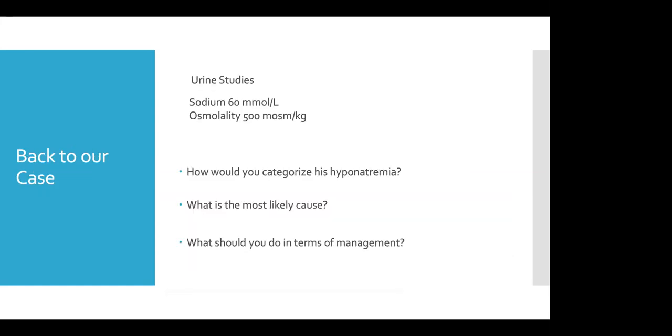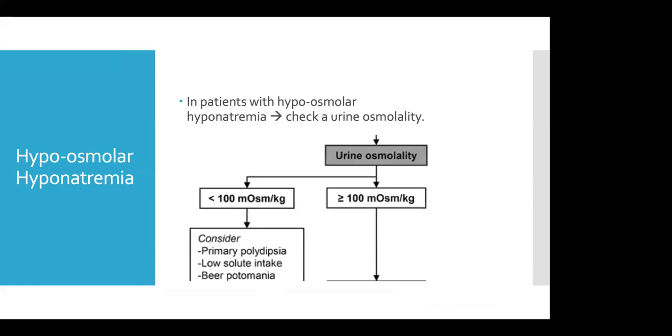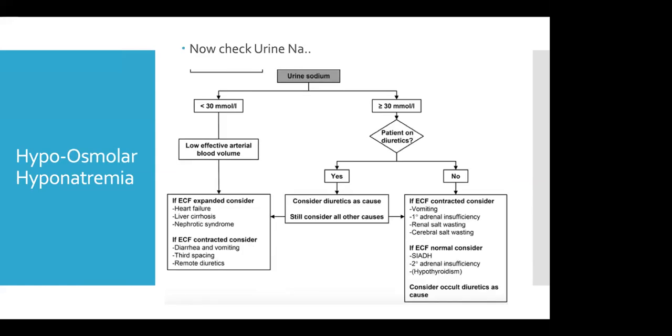All right. So back to our case, we get the urine studies. The sodium is 60 with an osmolality of 500. So going down our algorithm here, osmolality is greater than 100. So then we'll come down here. The sodium is 60, so it would be greater than 30. I don't know if it specifically mentioned it, but he wasn't on any diuretics that it said. So we'll go on the side of no.